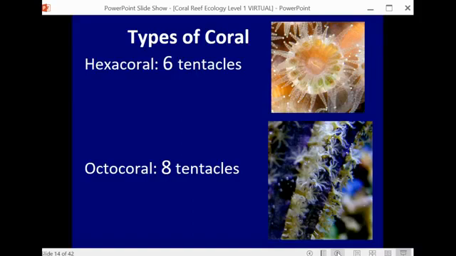Okay, moving on to the types of coral. If you have that worksheet, you can fill in zooxanthellae for that question there. Try to spell that one. That one's a tough one. It has Z's and X's and everything. Okay, moving on to the different types of corals.